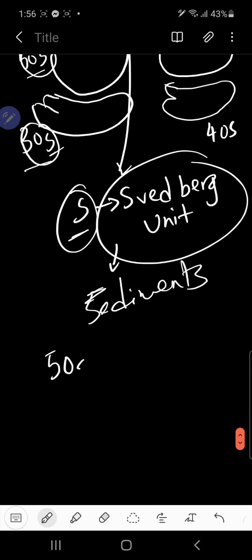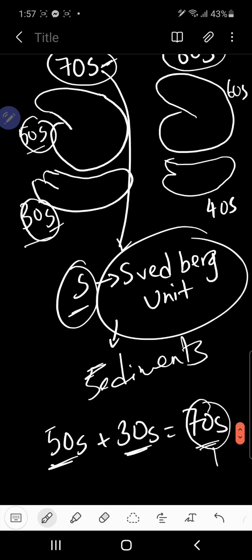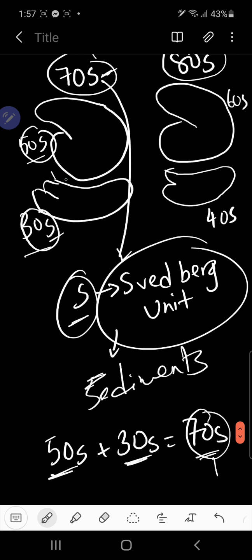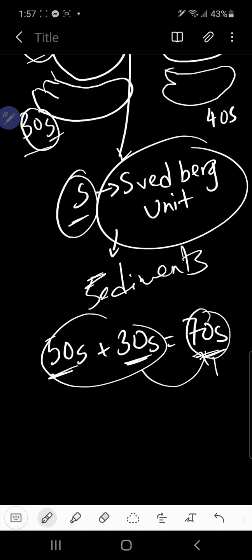We need to understand that this is not a mathematical calculation. For example, 50S plus 30S is equivalent to 70S. This is not just adding 50 plus 30, because that would be 80, so that's mathematically wrong. It actually refers to how much sediment is formed. When these two subunits are joined together during protein synthesis, they make up a 70S ribosome.